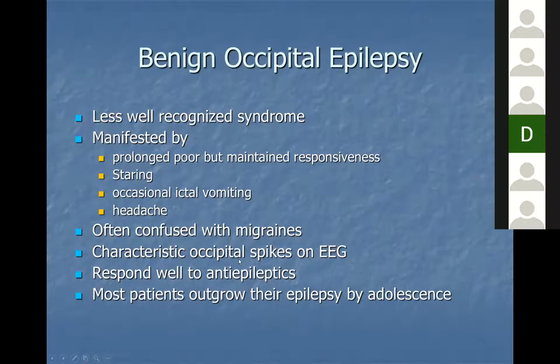With these kids, what you would typically do is when we do EEGs, we'll see these kids have characteristic occipital spikes. These kids actually respond well to medications. Topamax is a medication we use for migraines. It also works for this as well. So one medication that can take care of both conditions. And the vast majority of folks do outgrow their epilepsy and seizures by the time they're adolescents. So most of these kids actually do pretty well.